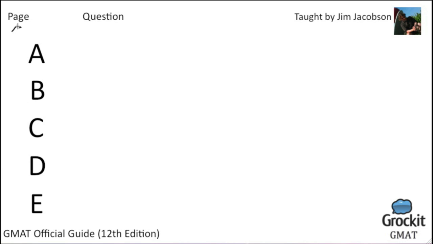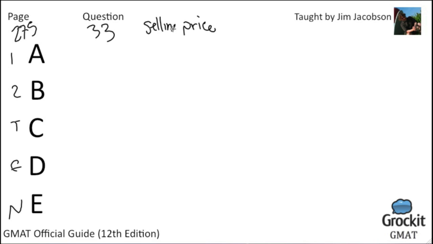So, 275, number 33. What was the price at which a merchant sold a certain appliance? So, we need the price. Selling price, I should probably specify that. Selling price of a certain appliance. We don't have any other information in the question stem, so we just have to go right to the statements because we don't have anything else that we can do.